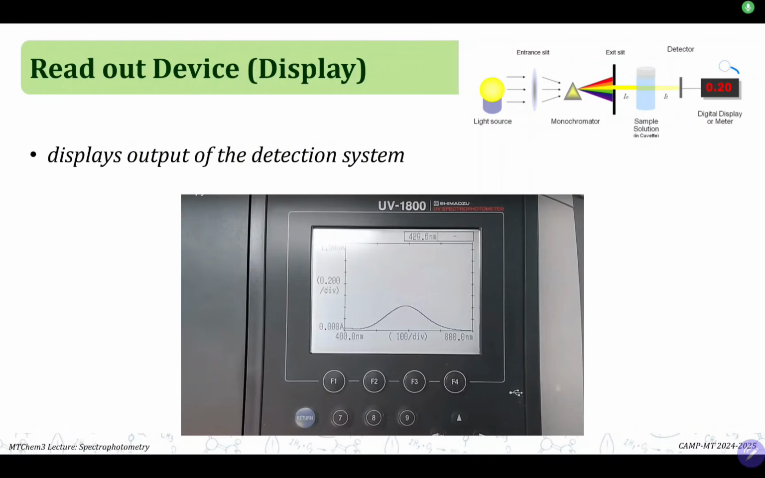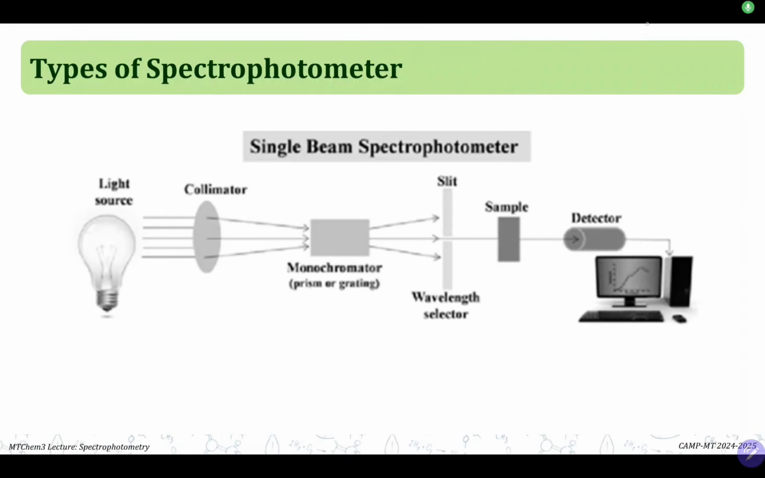And of course, your last component, where you read the absorbance, is your readout device, or simply your display. Okay? So, those are the components of your spectrophotometer: light source, entrance slit, monochromator, exit slit, sample solution or sample cell, also known as your cuvette, your detector, and your readout device. Let's go over now the different types of spectrophotometer.